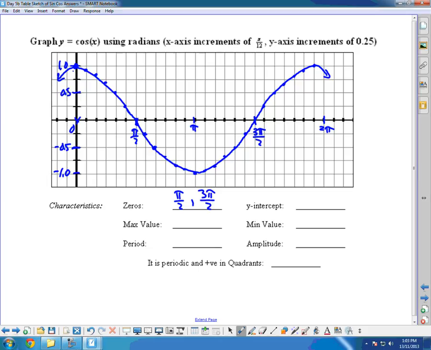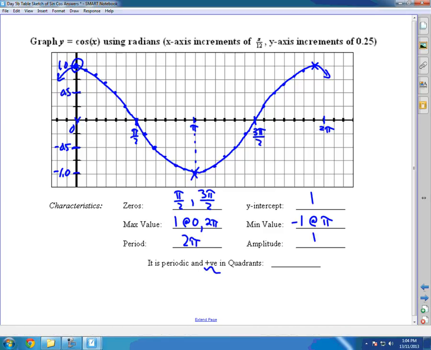The y-intercept still is at 1. Max value still at 1, except it happens at 0. And again, repeats over here. The min value goes all the way down to -1, and it happens halfway through your cycle, which is at pi. Period, instead of 360, it repeats every 2 pi, and the amplitude is still 1. And of course, the positive quadrants are still 1 and 4.